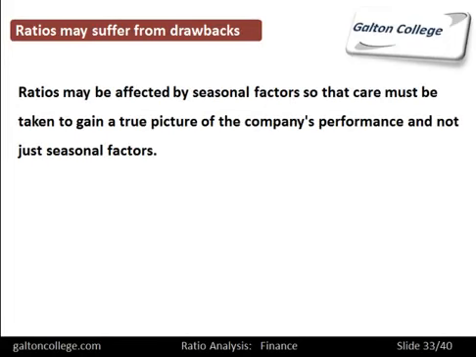Ratios may be affected by seasonal factors, so care must be taken to gain a true picture of the company's performance and not just the seasonal factors. In agriculture, for example, if the weather is particularly inclement or bad in the growing season, profitability in the farming sector may be down. And it makes farmers look like they are inefficient. In fact, it was outside of their control. So the use of ratios is not very useful.